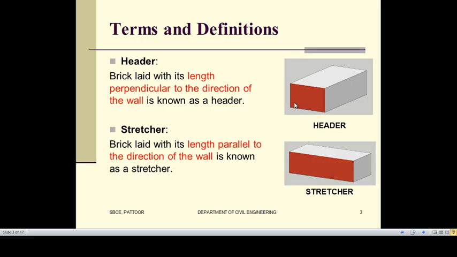Header is the brick laid with its length perpendicular to the direction of the wall, or else this width portion is termed as header. Stretcher is the brick laid with its length parallel to the direction of the wall, and this is the length of the brick. Hope you understood. The first one is showing the header and the second one is showing the stretcher.